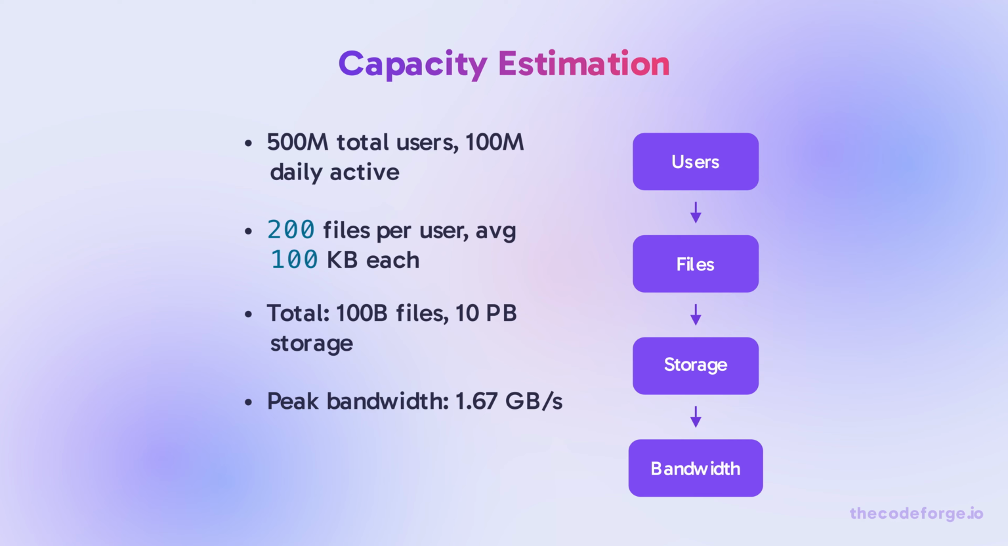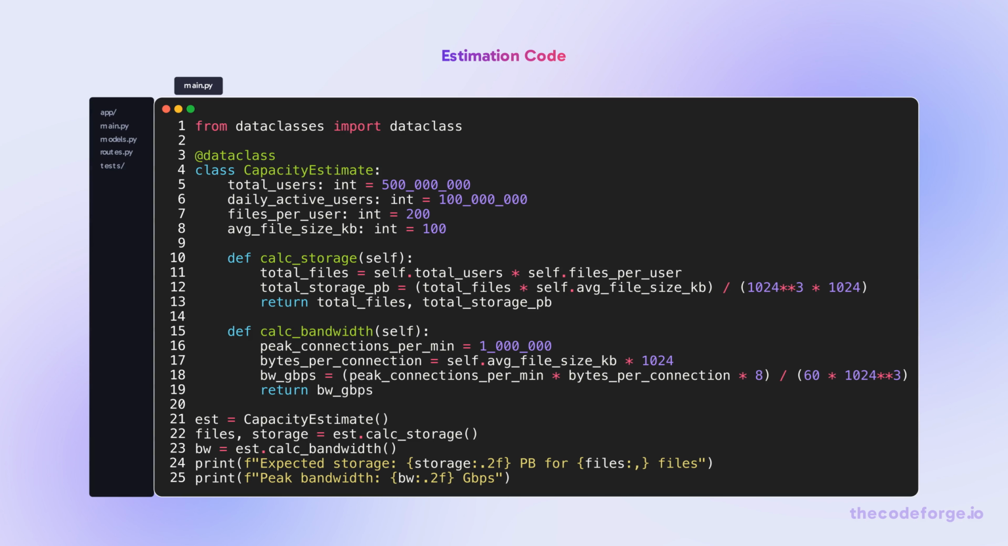Peak bandwidth at 1 million connections per minute is 1.67 GB. These numbers inform infrastructure choices. This Python data class calculates storage and bandwidth estimates. It outputs 9.31 PB for 100 billion files and 1.67 Gbps peak bandwidth. These estimates help choose the right database, storage tier, and bandwidth package.